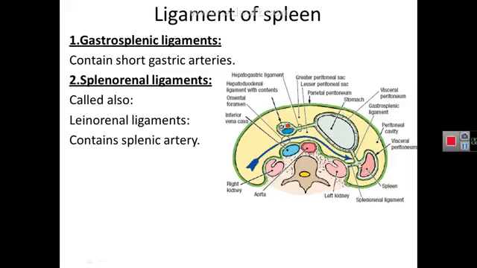Ligaments of the spleen are simply the lienorenal, or splenorenal, and gastrosplenic ligaments. The lienorenal contains the splenic artery, while the gastrosplenic contains branches from the splenic artery to the stomach, which are called short gastric vessels. So in addition to fat, autonomic nerves, and lymphatics, the splenorenal ligament contains splenic vessels, and the gastrosplenic ligament contains branches from the splenic vessels, called short gastric vessels as they are going to the stomach.